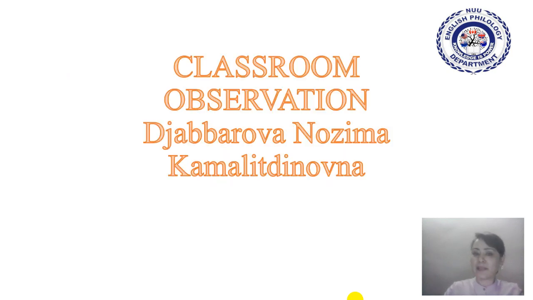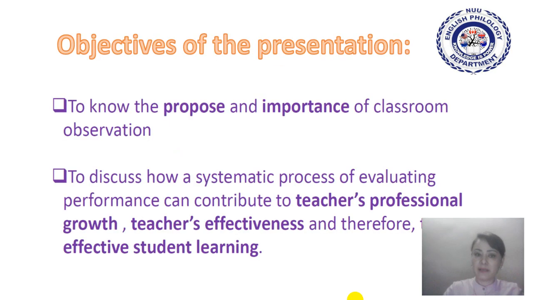The theme of the lecture: classroom observation. The first slide tells about the objectives of the presentation. The main objective of my presentation is understanding the lecture, understanding entering the class, and the aim and importance of classroom observation. Why do people try to observe each other's lectures and lessons? They would like to grow, or they would like to understand their mistakes, and they would like to know about professional growth, teachers' effectiveness and effective student learning.